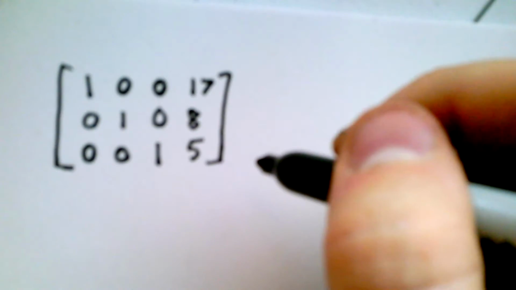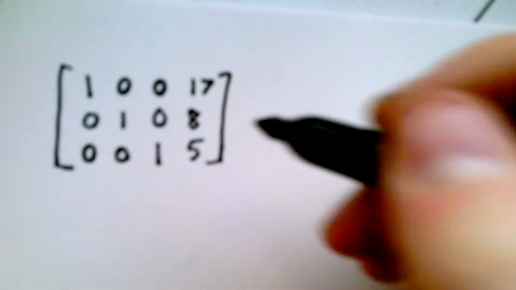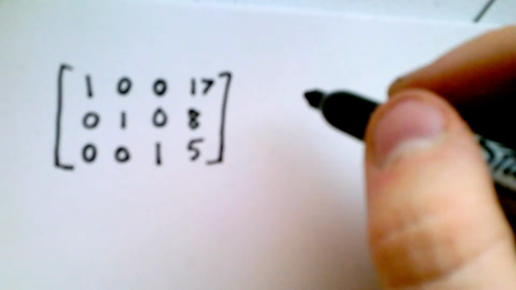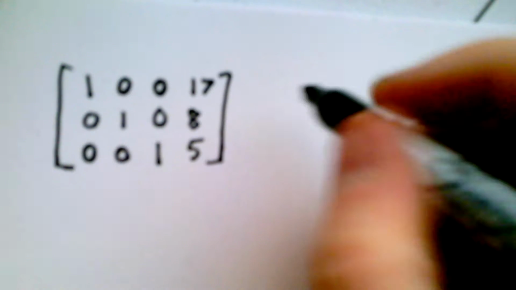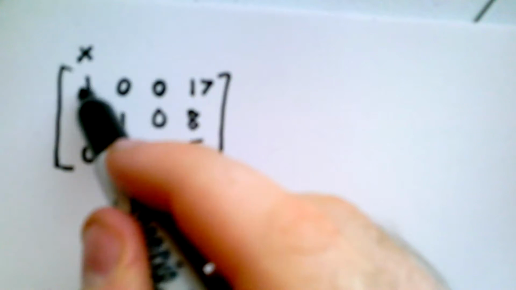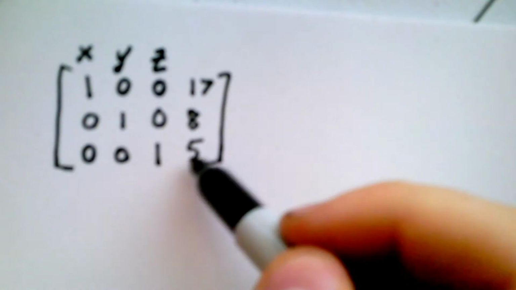When we have a matrix that's in this form, this is equivalent to having a solution to a linear system. So if we had some sort of set of equations in x, y, and z, then this tells us that 1x is equal to 17, 1y is equal to 8, and 1z is equal to 5. So let's practice converting a system from our linear system form into a matrix.